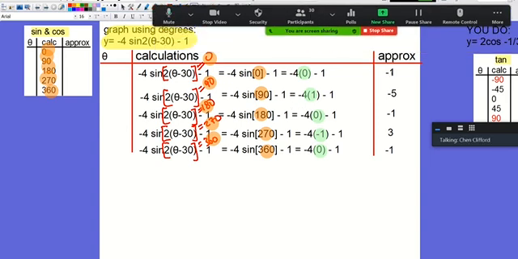And the reason this says approximation is that sometimes you're not going to get a nice clean 0. Sometimes it might say the 0 might be √2 over 2. I just don't have my square root symbol. So in this case, you would have to do -4 times √2 over 2 minus 1, which is going to give you a nasty decimal, and you just approximate it to the 100th place, 2 places after the decimal.